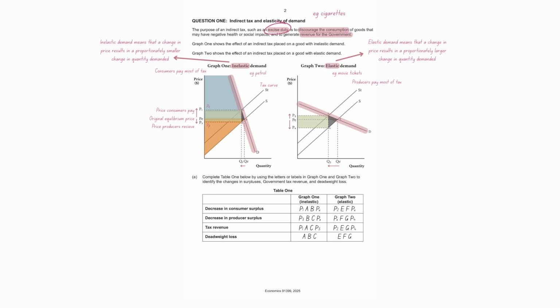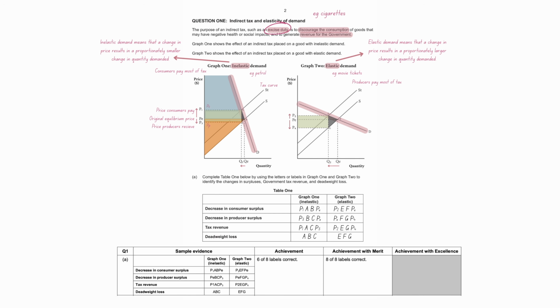It is potential that could have been benefited from because originally before the tax, the consumers and producers were benefiting from it. It was part of their surpluses. But now it's not part of anything. So it's potential that is lost. It is deadweight loss. So looking at the marking schedule, it says that we've got all the labels there correct.